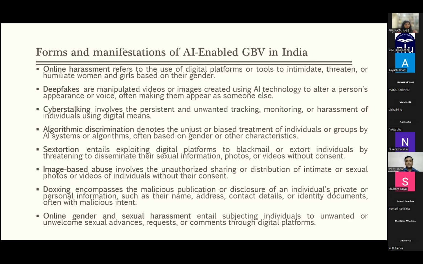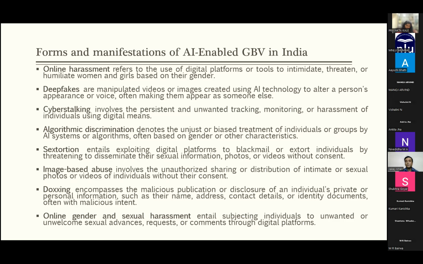Thereafter, we have cyberstalking, which is also a form of voyeurism, and it has also been addressed by the IT Act 2000, but only to the extent of information technology, not to the extent of AI. Thereafter, we have algorithmic discrimination, which denotes unjust and biased treatment of individuals or groups. Recently, we have the Amazon case where the AI that was scrutinizing the applications seamlessly rejected them just because the applicants were girls or women, or they had mentioned that they had studied in a women's university. Thereafter, we have sextortion.